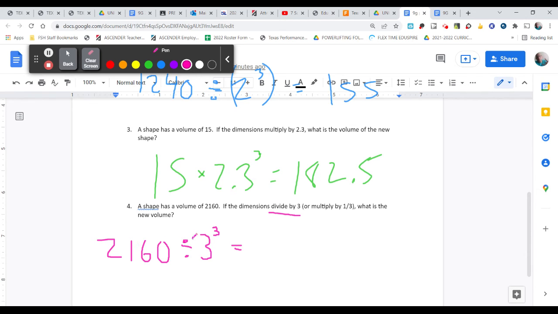So 2160 divided by 3 cubed left us with what? Straight 80? Yeah. Okay. Cool. Questions? All right. Let's take a look at one more, shall we?